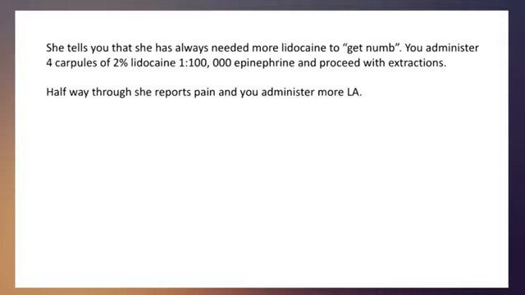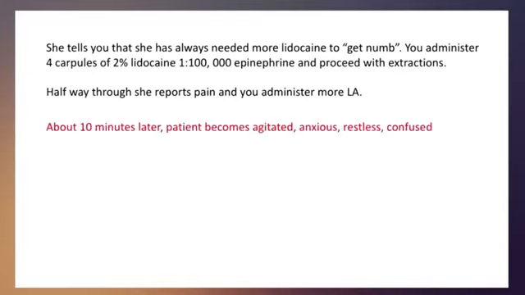She tells you that she always needs more lidocaine to get numb. You go ahead and administer 4 carpules of 2% lidocaine with epinephrine and proceed with extractions. Halfway through, she reports pain, and you administer more local anesthesia. About 10 minutes later, she becomes agitated, anxious, restless, and confused.